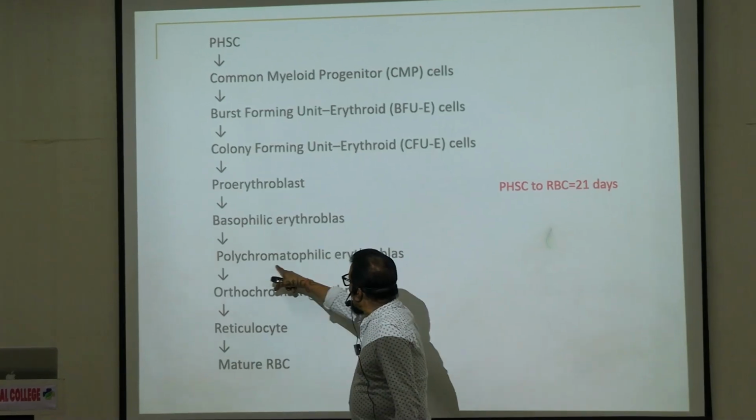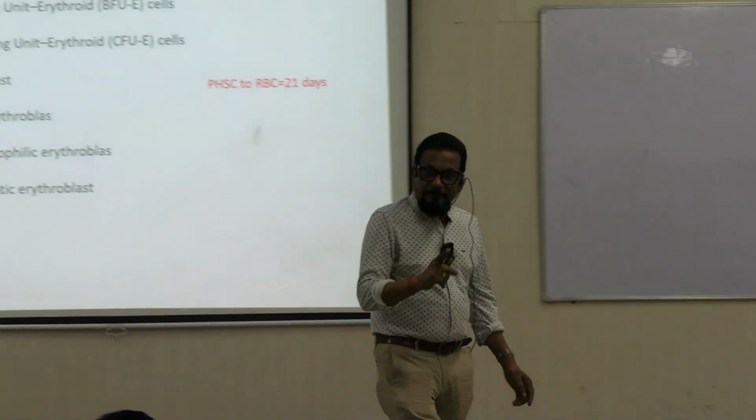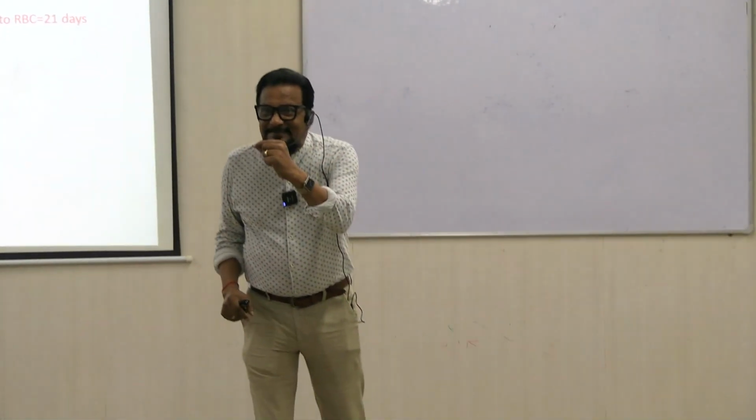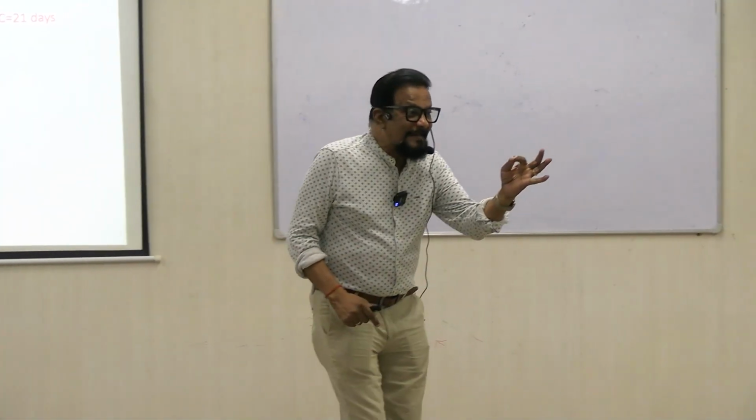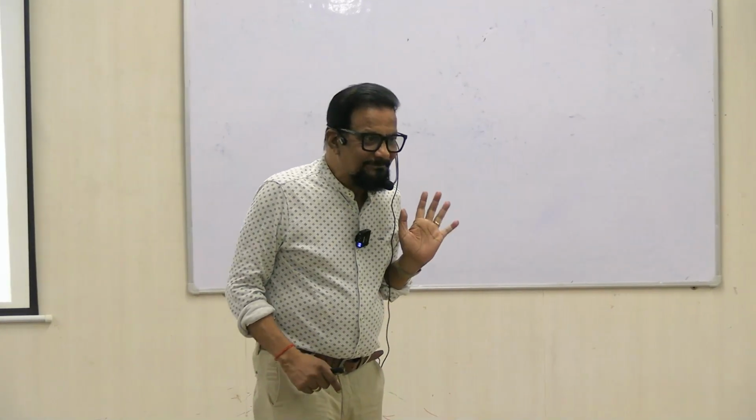And here, polychromatic. Try to understand the meaning. From this stage, hemoglobin starts appearing, giving a color to the cytoplasm.